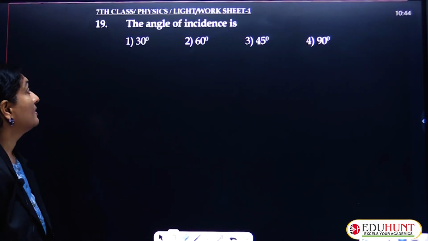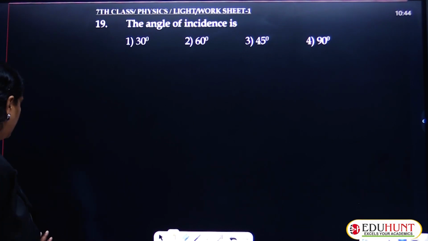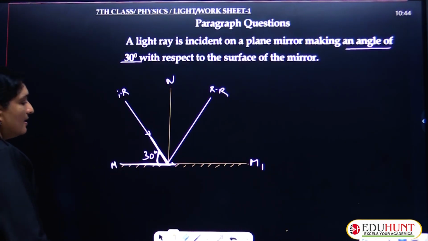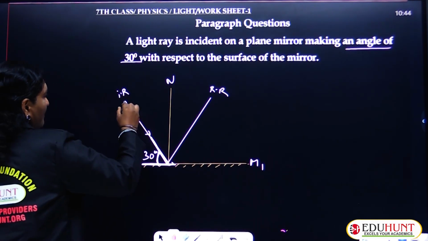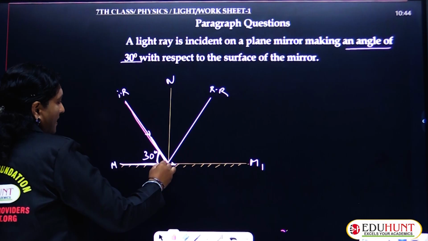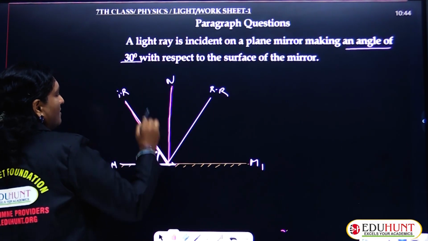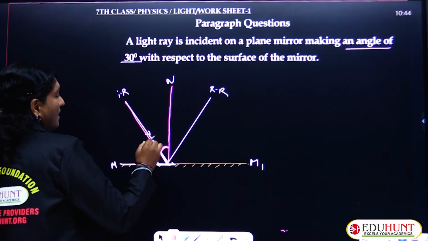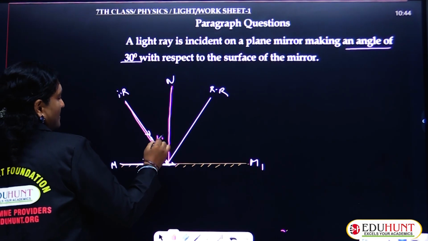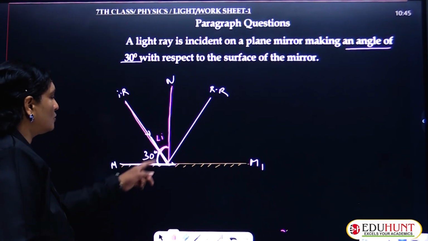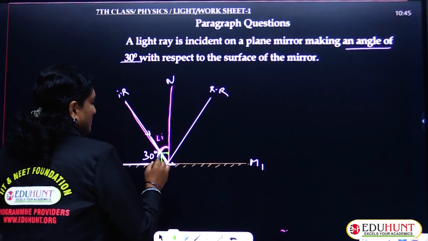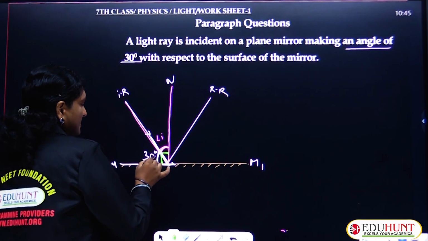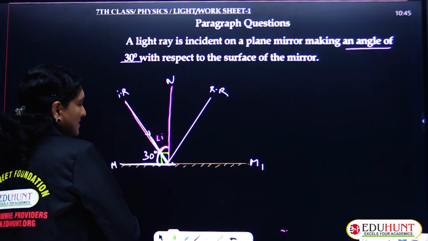First question, the angle of incidence is, so children, in this, which one do you tell as the angle of incidence? The angle between the incident ray and the normal drawn to the surface is called your angle of incidence. And how much is that? The total must be equal to 90 degrees. This portion they gave as 30 degrees.